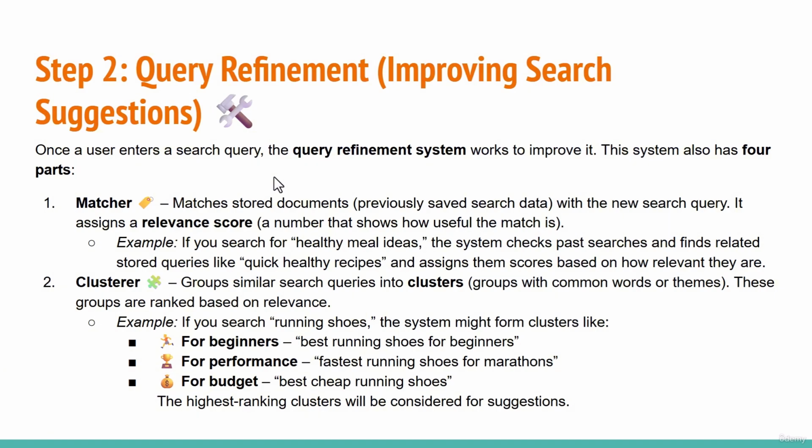When a user searches a query, the query refinement system improves it. It has 4 parts. Matcher. This matches stored documents with the new search query and assigns a relevance score. Let's say you search for healthy meal ideas. The system checks old searches, looks at related queries like quick healthy recipes, and assigns a score based on how relevant they are.